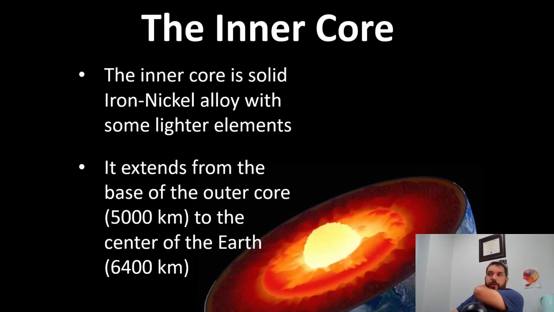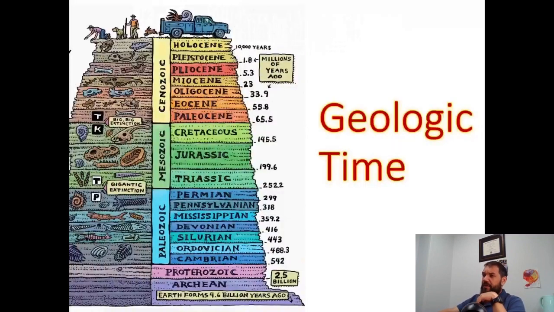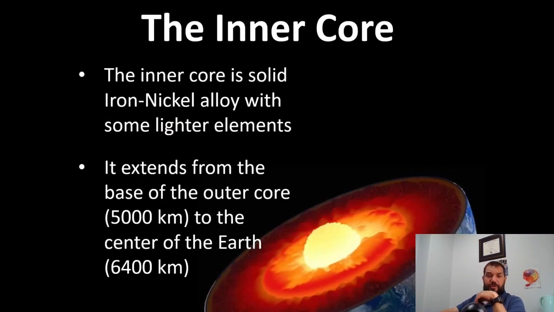All right, going on to the inner core. The inner core is solid. The iron-nickel alloy probably has some other lighter elements, and extends from the base of the outer core, 5,000 kilometers, to 6,400 kilometers deep, to the center of the Earth. So that's the outer core and the inner core. There's not very much to say about it. It doesn't come up very much in this class at all, but the outer core does. So make sure you know the outer core. That's all there really is to it.